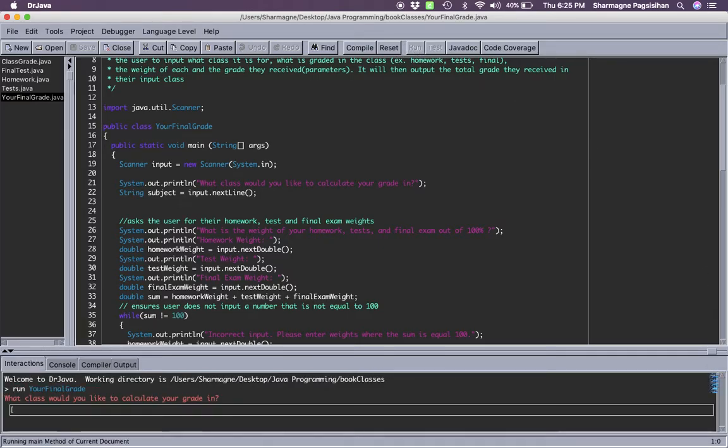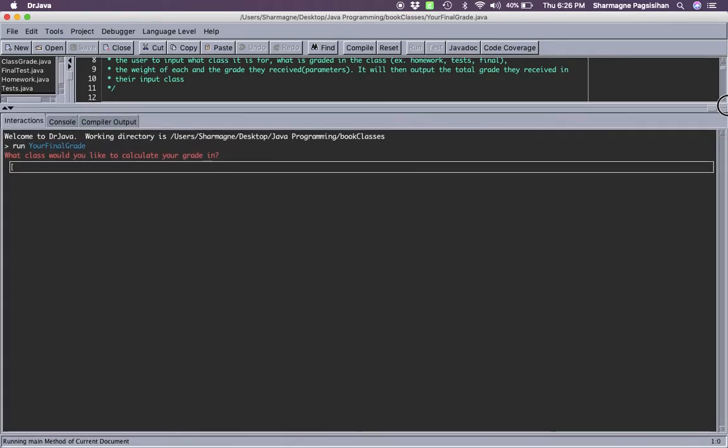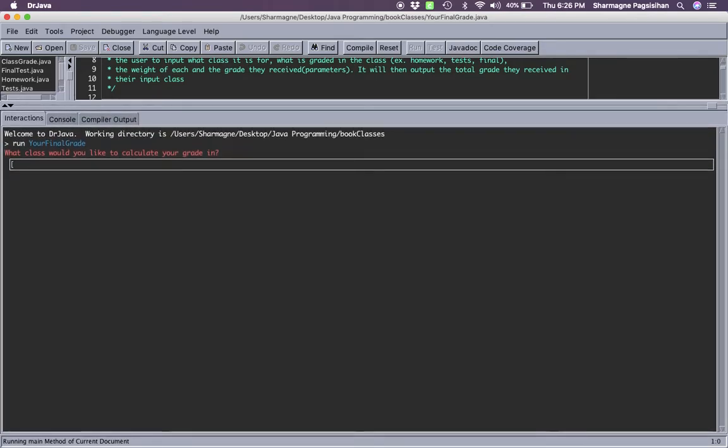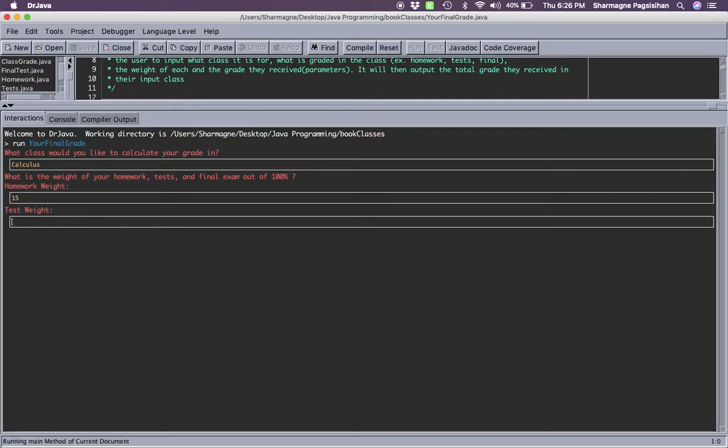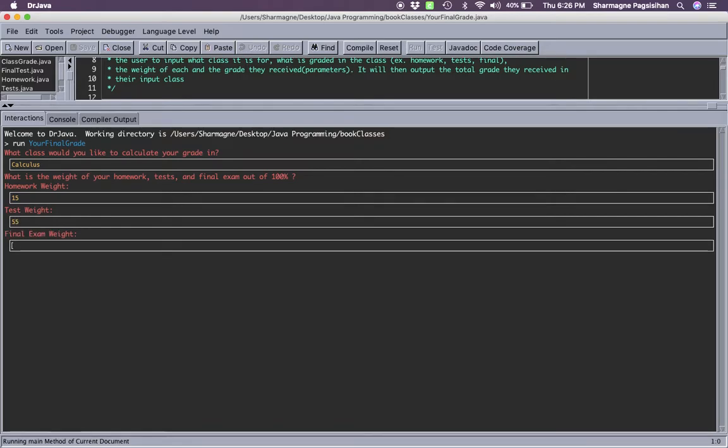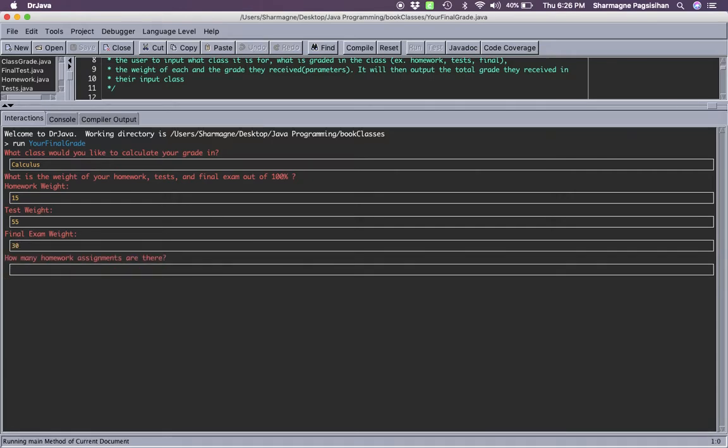And down here on the interactions pane, it asks you what class you would like to calculate your grade in. I'm going to put in calculus. And then it's going to ask what is the weight of your homework, tests, and final exam out of 100. So our homework's worth 15%, our tests are worth 55%, and our final exam is worth 30%. So that adds up to 100.